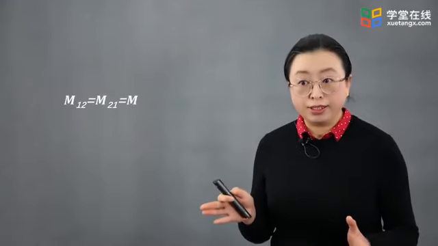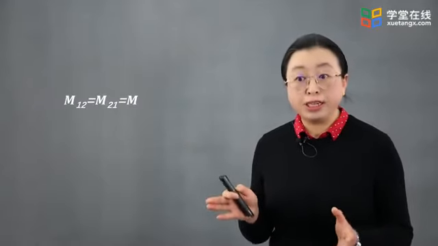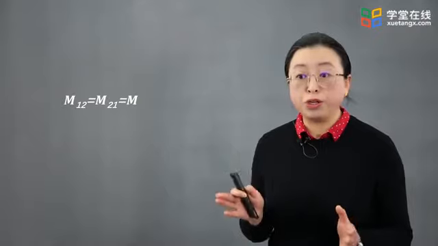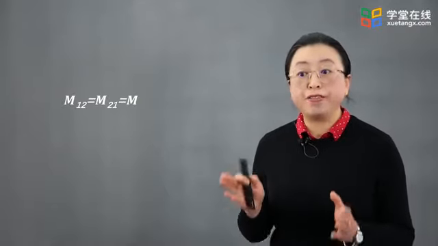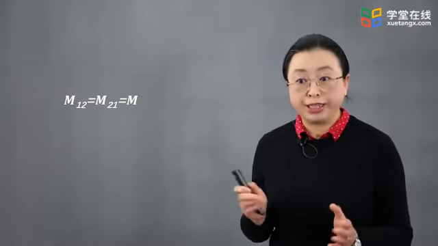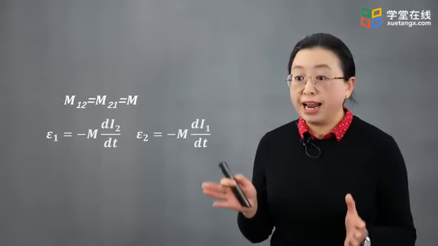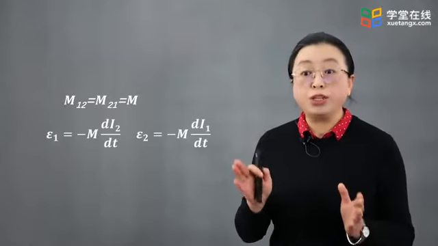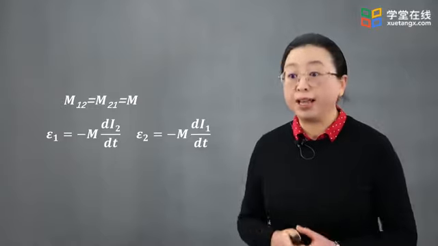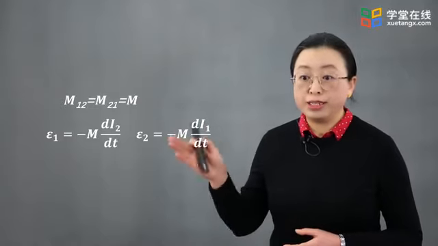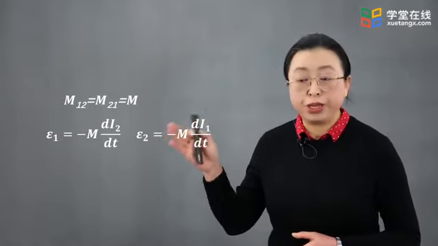In mutual induction, the EMF induced in one circuit is always proportional to the time rate of change of the current in the other circuit. The proportionality constants M12 and M21 are equal, so the above equations are transformed into these two equations.